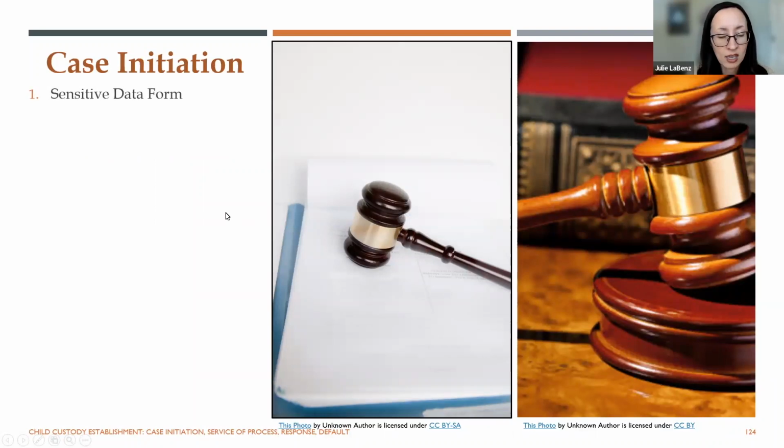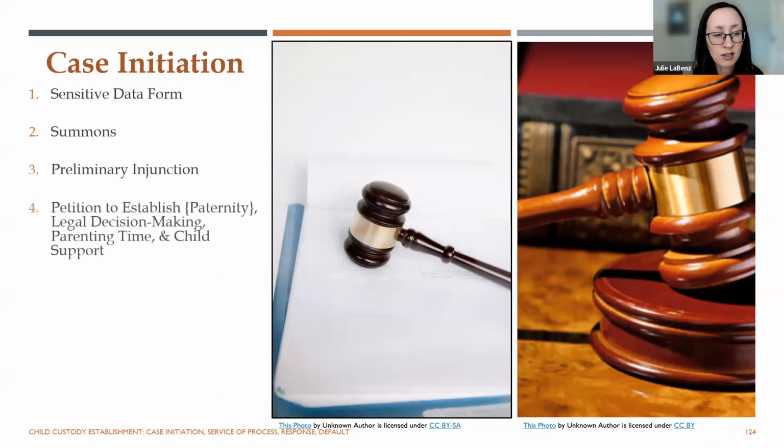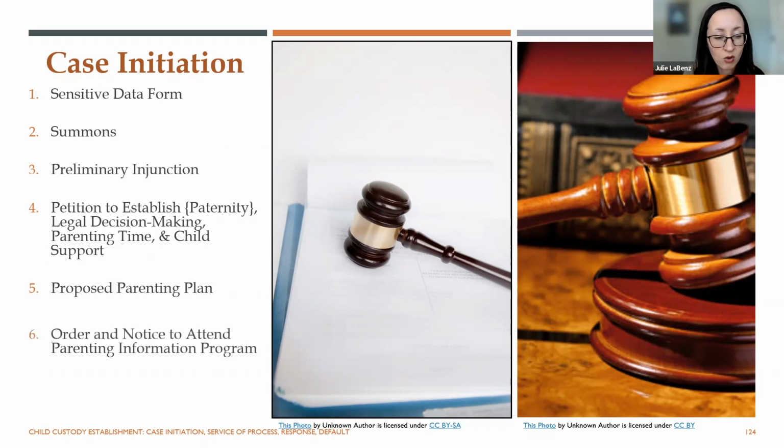To initiate your case, you need to fill out and file the following forms: the sensitive data form, also known as the confidential sensitive data form, the summons, preliminary injunction, petition to establish paternity, legal decision-making, parenting time, and child support if paternity is at issue in your case. Otherwise, if it's not, then just a petition to establish legal decision-making, parenting time, and child support. Your proposed parenting plan, the order and notice to attend parent information program, and your proposed child support worksheet.